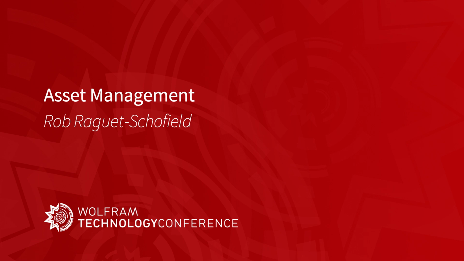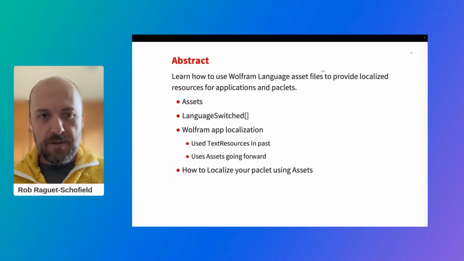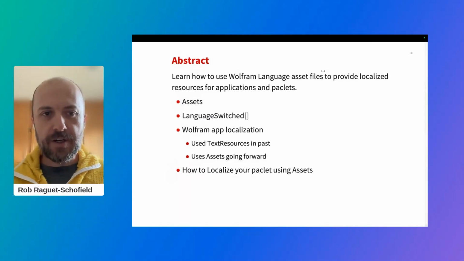I work in the user interface department at Wolfram, and I am going to talk today about asset management, what assets are, and what are some of the new things we are using assets for in the Wolfram app. So, assets in general, I'm going to talk about a new function in Wolfram version 14.2 called LanguageSwitched, how we use these technologies to implement the localization of our Wolfram app.